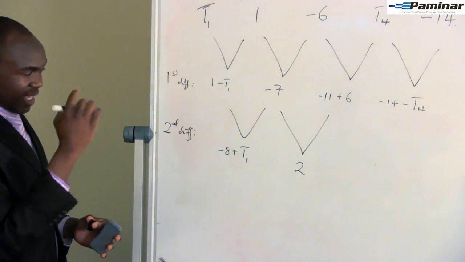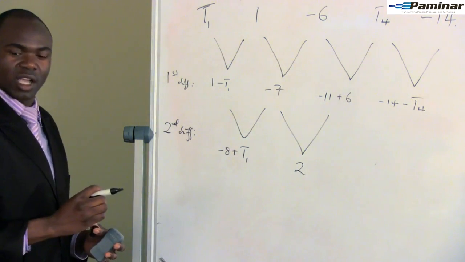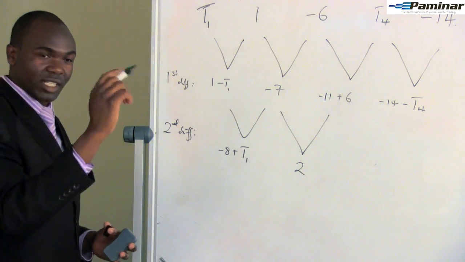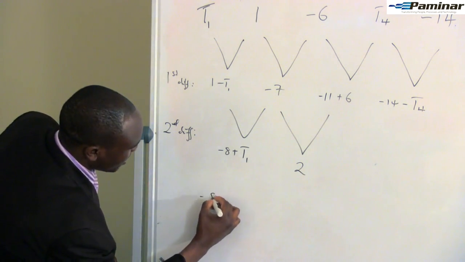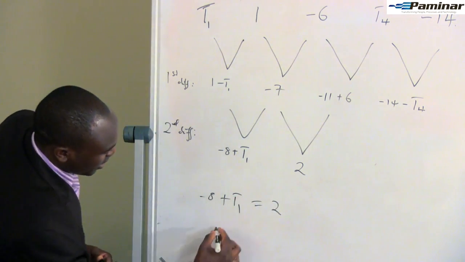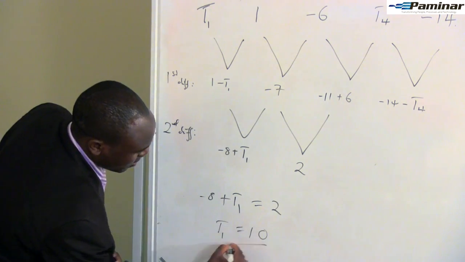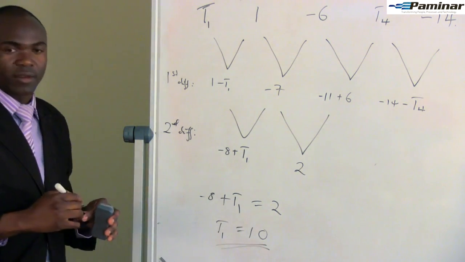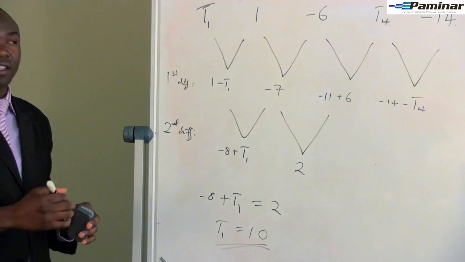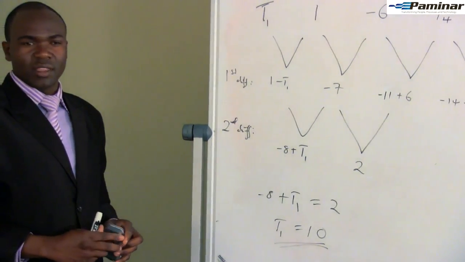Again, this should be equal, according to the quadratic pattern. So we are going to get minus 8 plus T1 equals 2. Then T1 equals 10. That's the first term of the pattern.